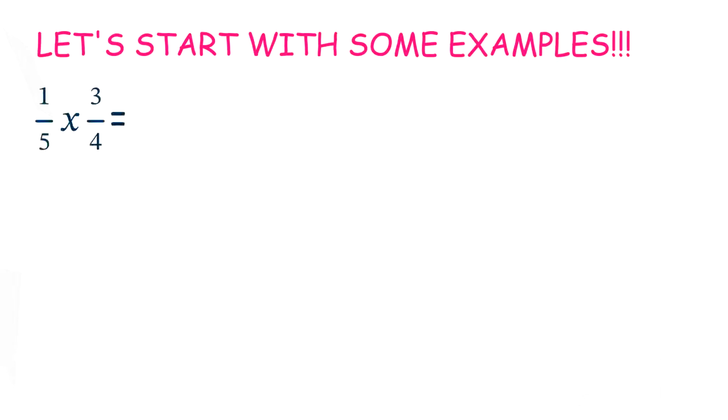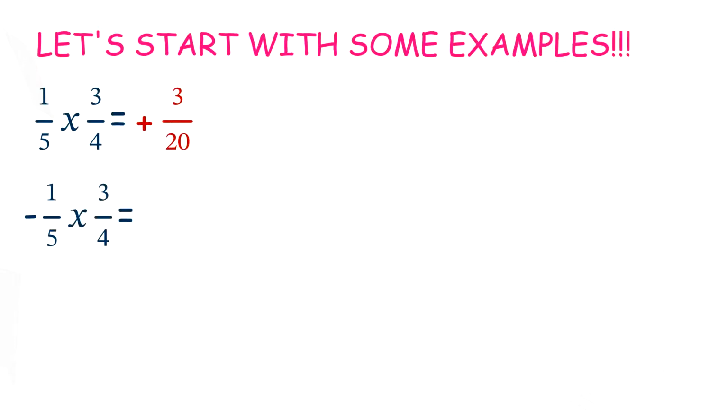Look at the examples. What if we multiply 1 over 5 and 3 over 4? I want you to decide first the sign of the result. Since two of these rational numbers are positive, the result will be positive. Then we should multiply 1 and 3 and write it as a numerator of the result. Finally, we should multiply 5 and 4 and write it as a denominator. We get 3 over 20. What do you think about this one?